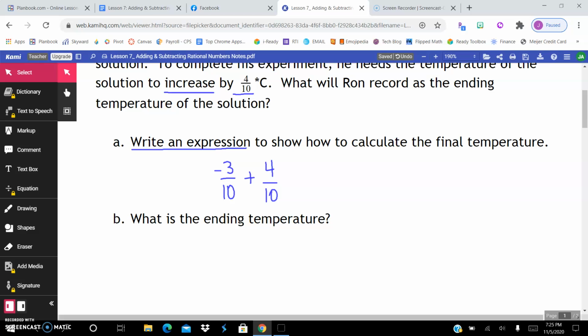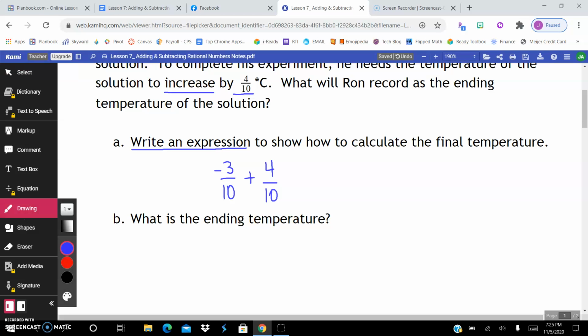And oops, this is an expression, so we don't want that equal sign. And then part B is, what is the ending temperature? Well, when we add fractions, we have to make sure we have the same denominator. And in this case, we do. They're both 10. And we're not going to add them. We're just going to bring that 10 over. So we have -3/10, and we're going to add 4/10. So you just add the top two numbers. What's -3 plus 4? That would be 1. So the end result will be 1/10 degrees Celsius.